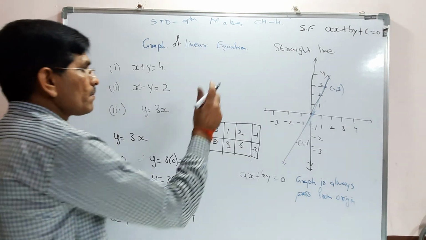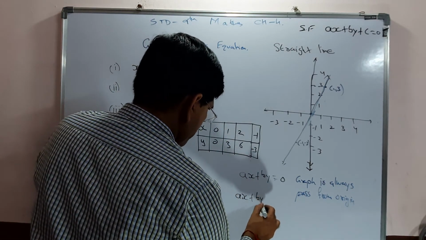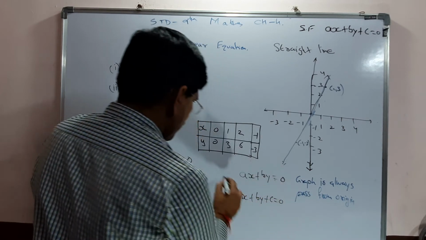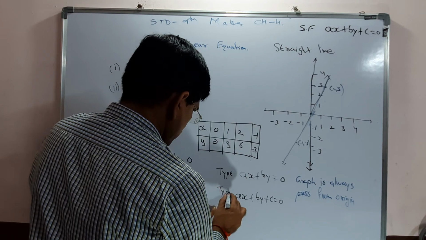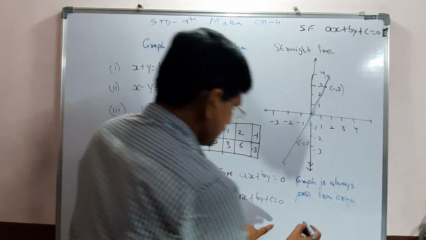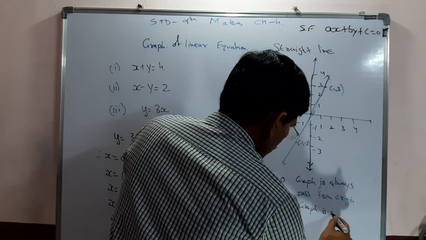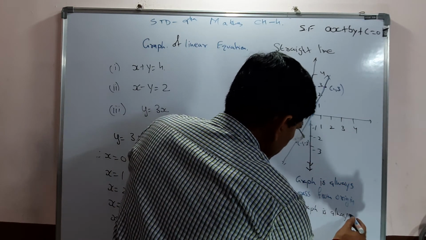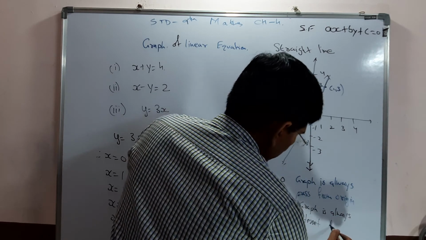Why? When the equation is of the type ax plus by plus c is equal to 0, the graph always intersects both axes.